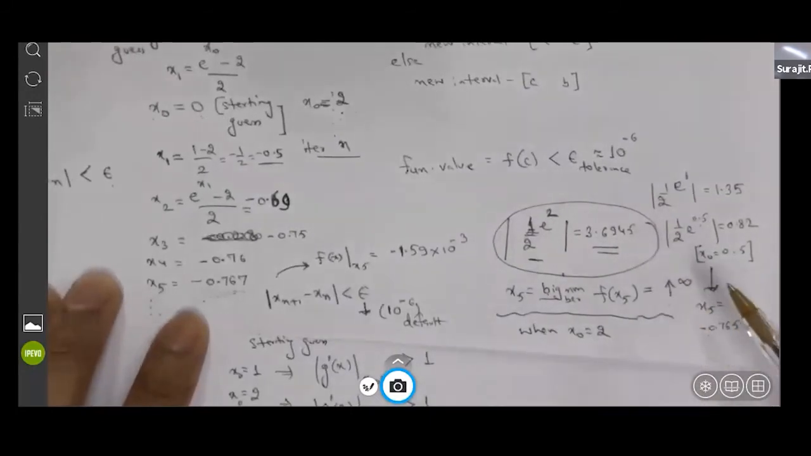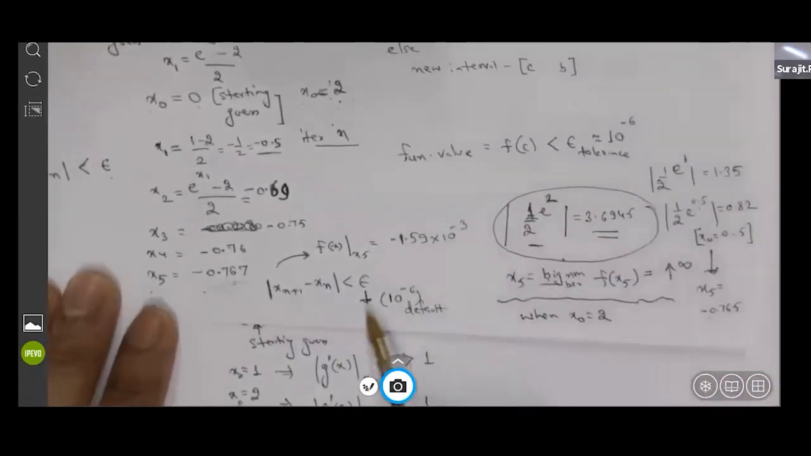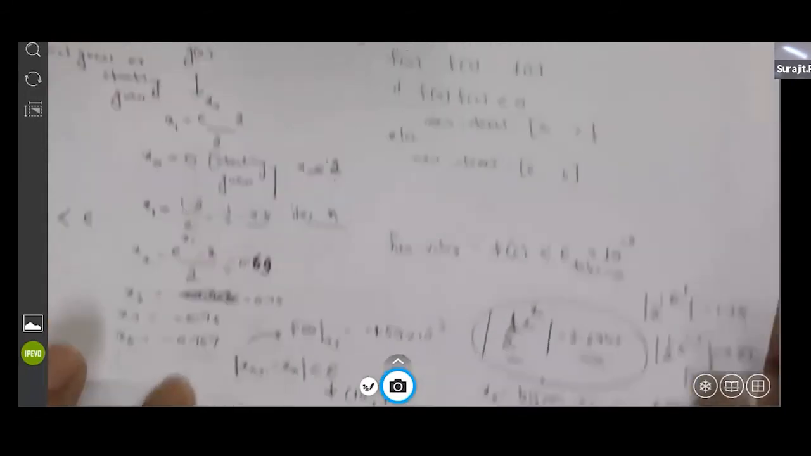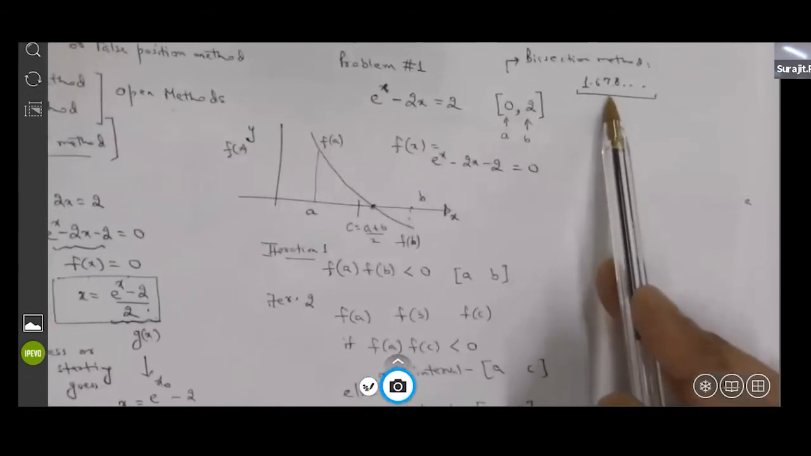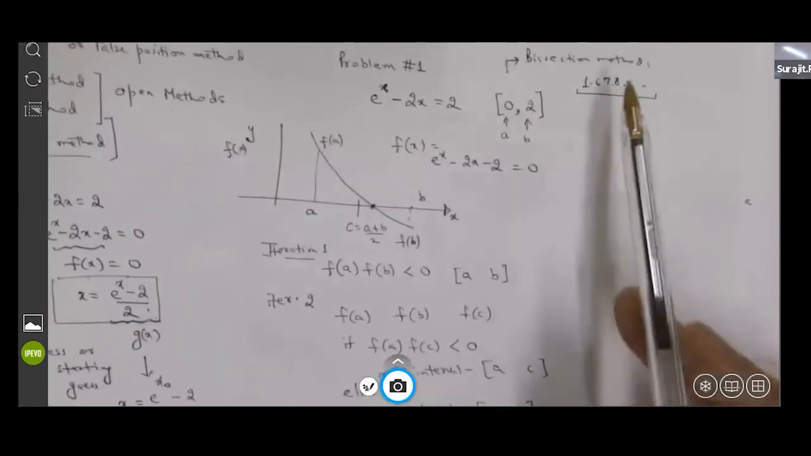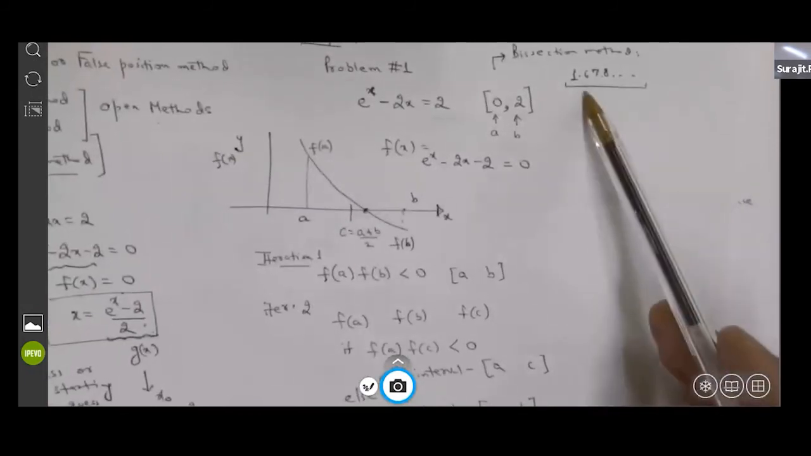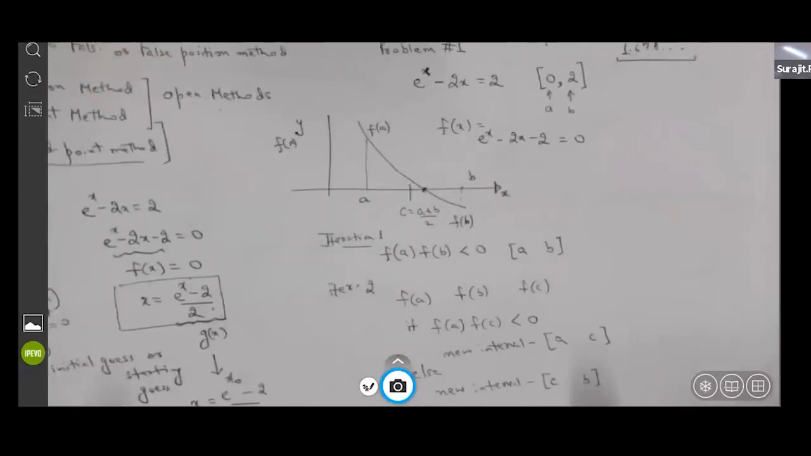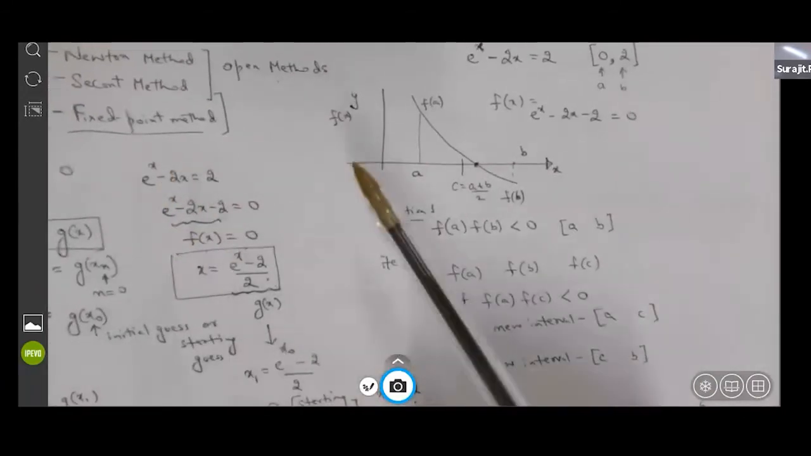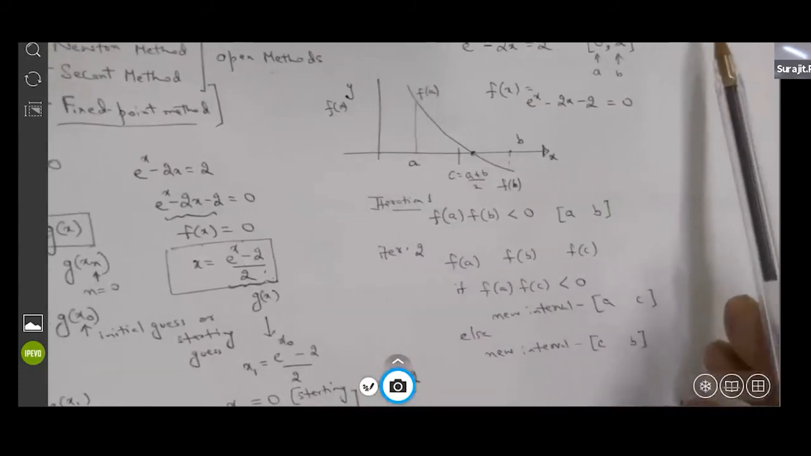And eventually we saw that it is always converging to this root. It is never going to 1.678. So g of x was diverging, and for the guesses that we are taking, we are never reaching this specific root. So this specific technique only gives you one root, not the other one. So you basically have to try different methods to see whether you are getting this root or not.